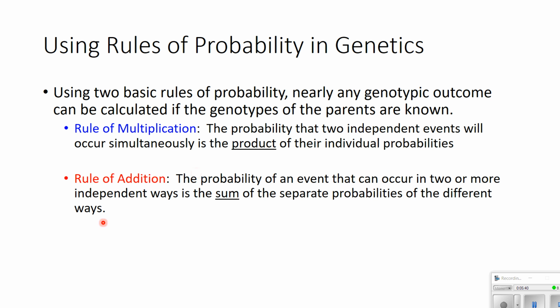The other rule is called rule of addition. The probability of an event that can occur in 2 or more independent ways is the sum of the separate probabilities of those different ways. Now, neither one of these probably makes a whole lot of sense until we look at some practical examples. So let's do that now.